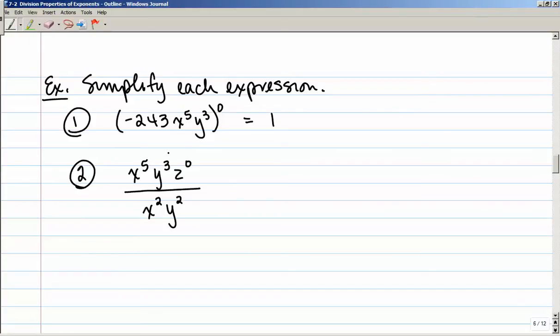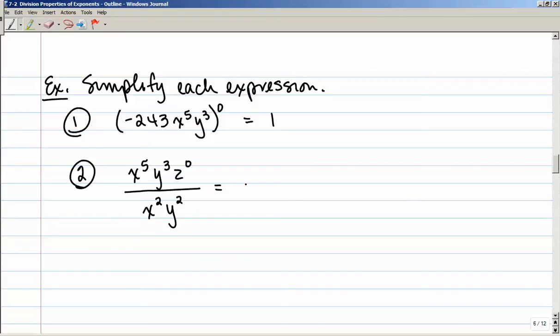Whatever's in the parentheses, it doesn't matter how ugly or how nasty it is, if the whole thing in the parentheses is raised to the 0 power, it equals 1. Sometimes just one part of the problem will have a base raised to the 0 power. So notice here we have a z to the 0 power. That's just a 1. And remember, when you multiply anything by 1, it doesn't change anything. So I'm just pretty much going to ignore that.